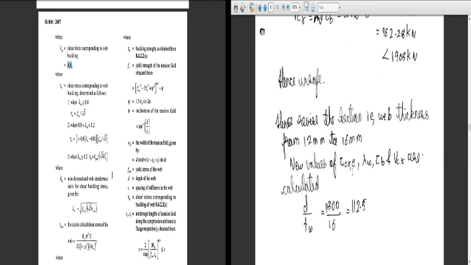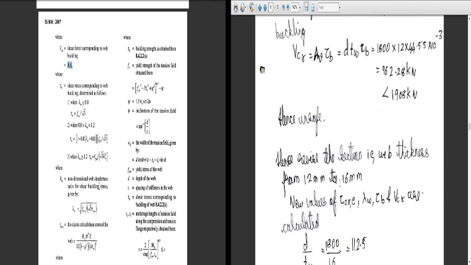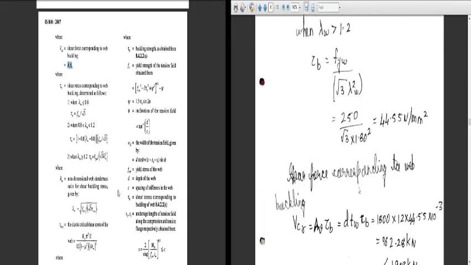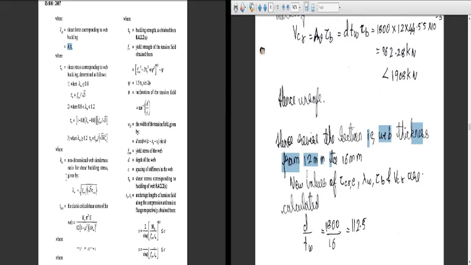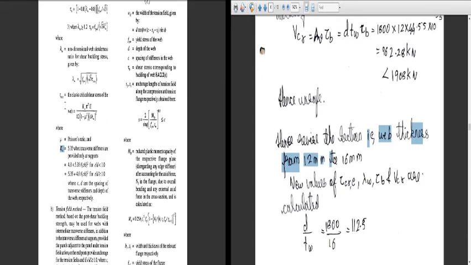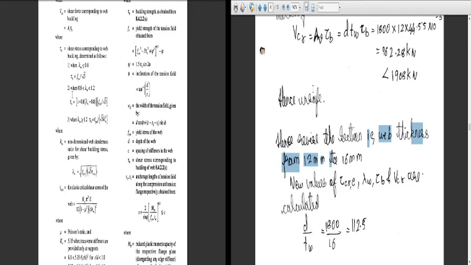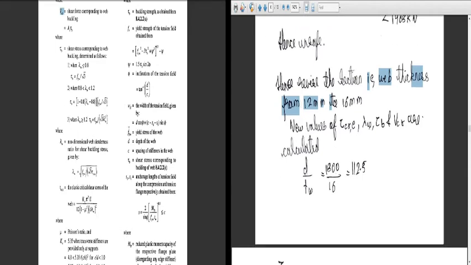So the new values of tau CR change as we change the dimension from 12 mm to 16 mm. Our web dimension will become 1800 mm by 16 mm. We have to repeat all these procedures according to the code book. Again we have to calculate kV, tau CR, then lambda W, and check which condition is satisfied. Then we calculate tau B and substitute to get the value of VCR, which should be greater than 1908 kilonewton. So let us see the new values of tau CR, lambda W, tau B, and VCR.